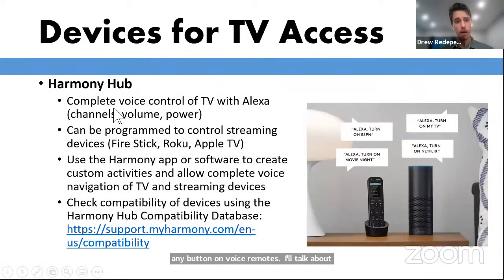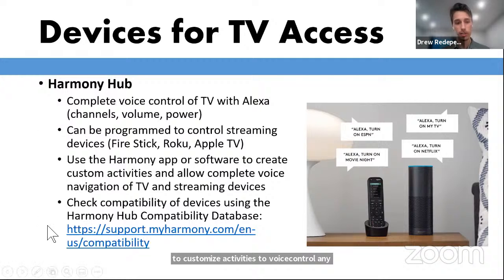The Harmony Hub allows complete control of your TV with Alexa. By default, if you just want to control your channels, volume, and power, those are some basic functions it can control. It can also be programmed to control streaming devices like Fire Stick, Roku, and Apple TV. Once again, the list is super long, so pretty much any entertainment device out there can be accessed with the Harmony. And you can use the Harmony app or software to create custom activities to allow Alexa to voice control any navigation function on the TV or streaming devices.